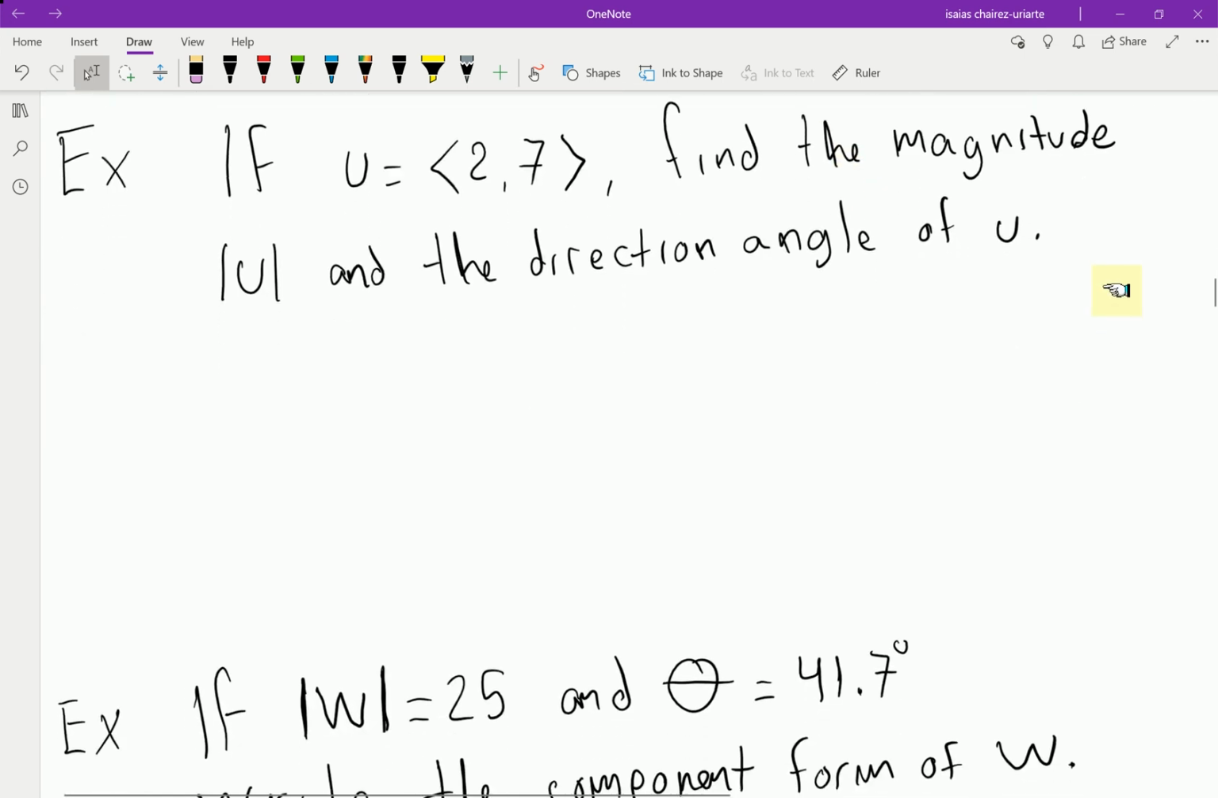At this point, pause the video, take a couple of minutes, and see if you can solve it on your own. What we have to do is we are given this vector u in position form. We're supposed to find the magnitude and the direction angle of u. So pause the video, see if you can tackle it on your own, and then check the answers.